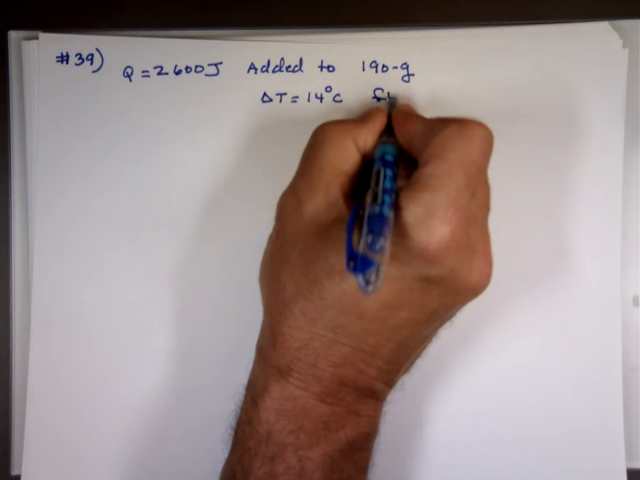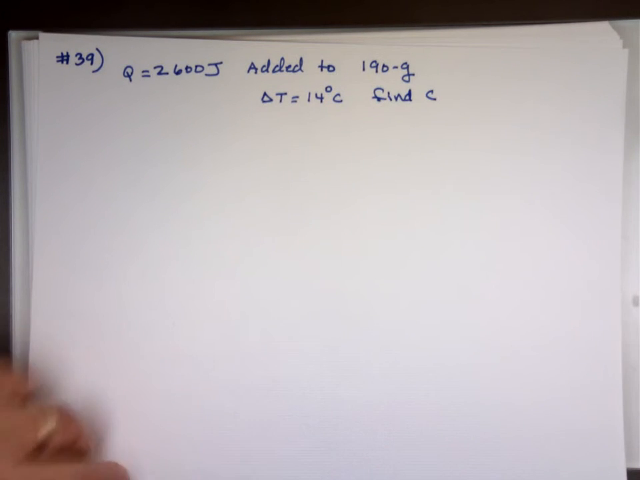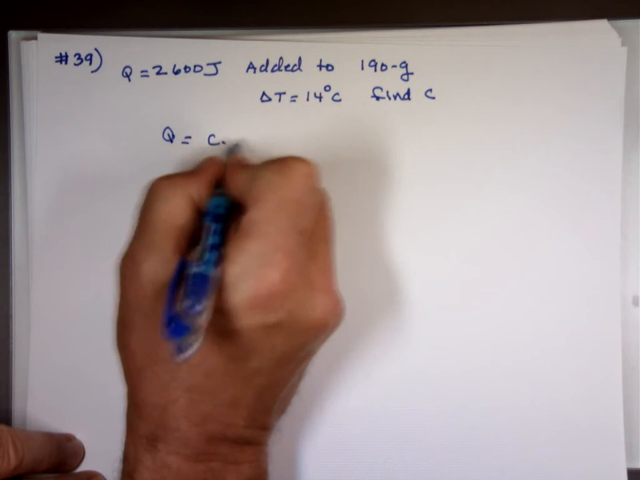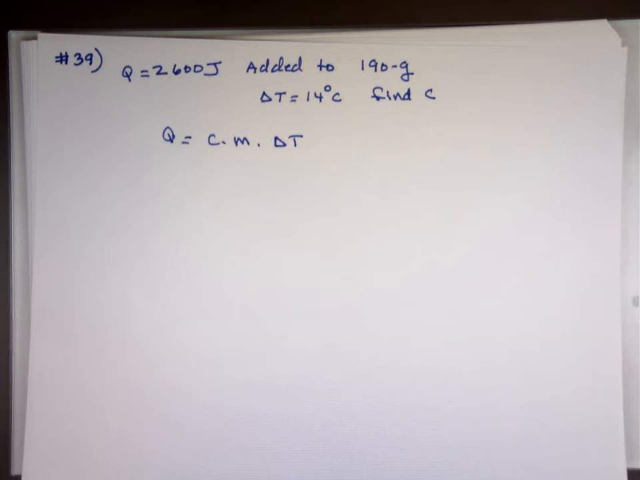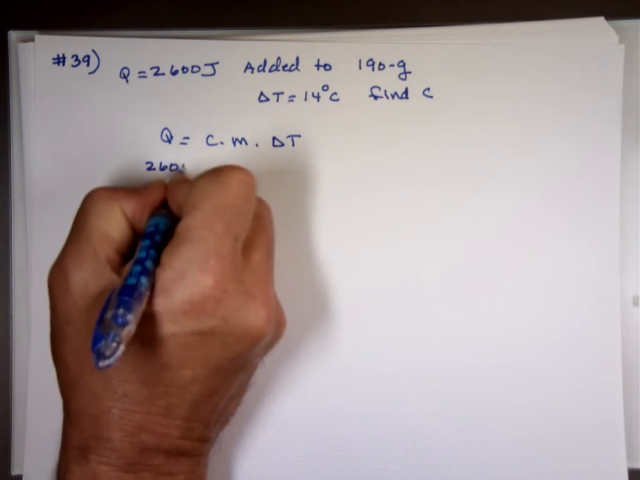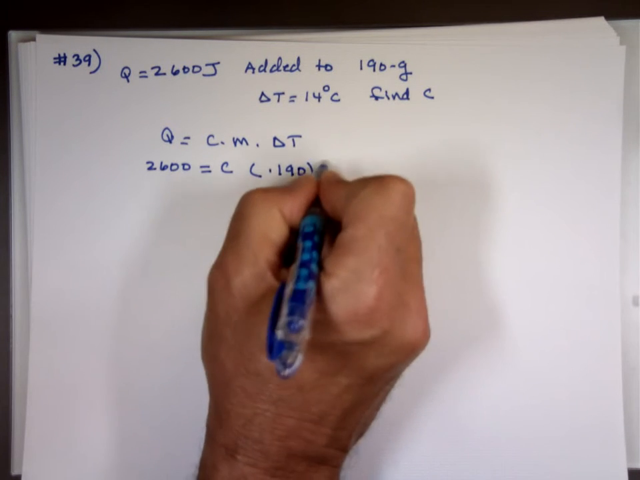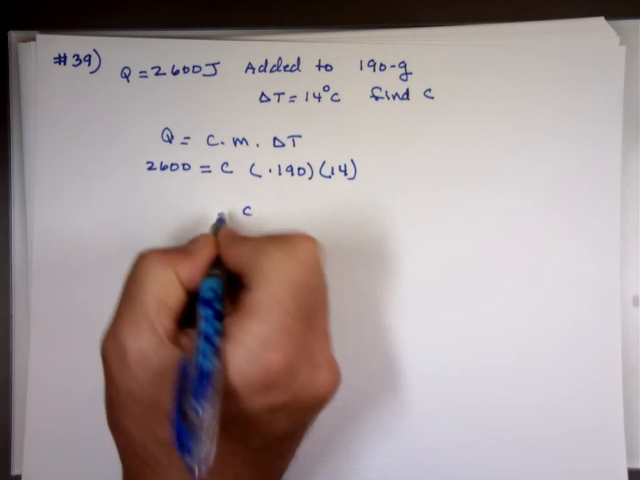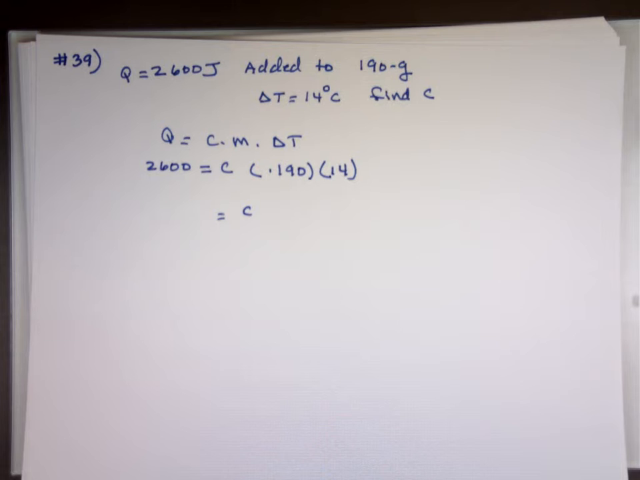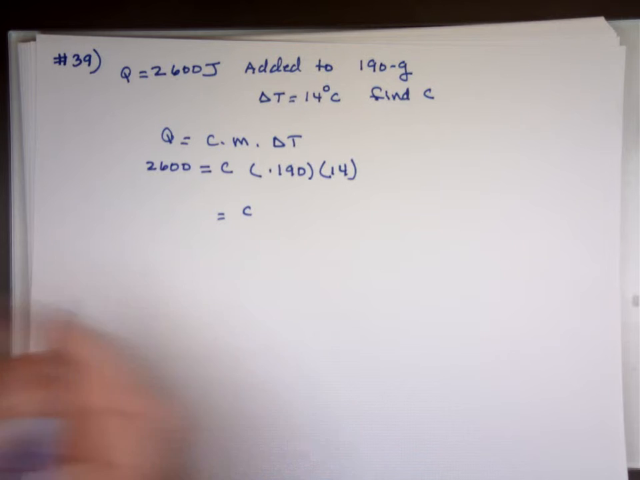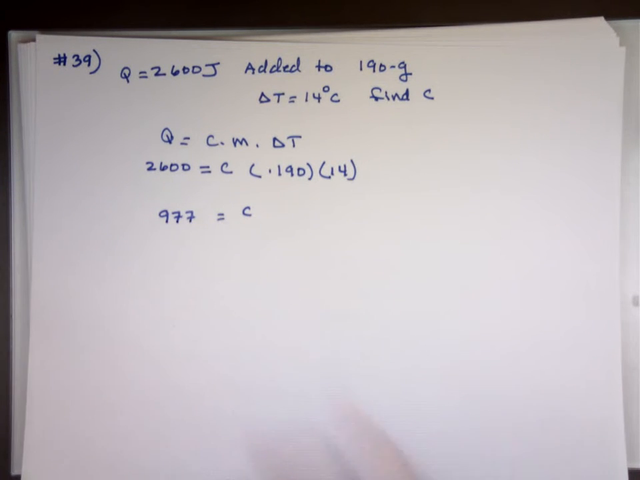Find C. Again, the same equation. Q equals C times M times delta T, or M times C times delta T. C is unknown, 0.190 the mass, temperature is 14. I'm getting C to be 977, almost aluminum. Aluminum is 900. Using two significant digits, that's what? 980?